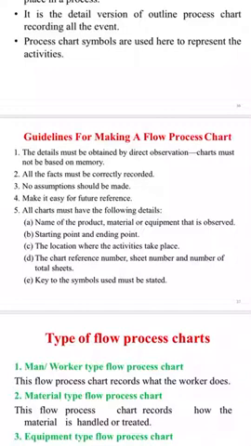Fifth, all charts must have the following details: the name of the product, material or equipment that is observed; the starting and ending point of the process; the location where the activities take place; the chart reference number, sheet number and the number of total sheets; and the key to the symbols used must be stated. So these are the basic guidelines for making the flow process chart.